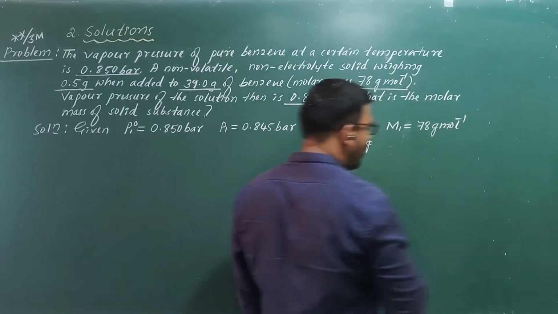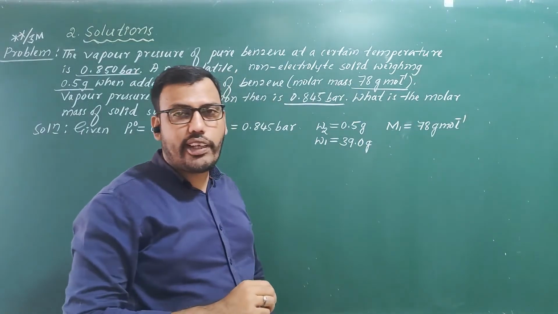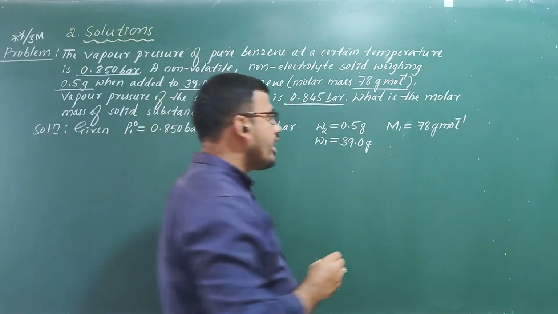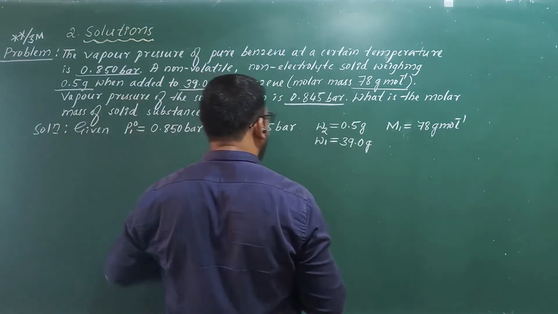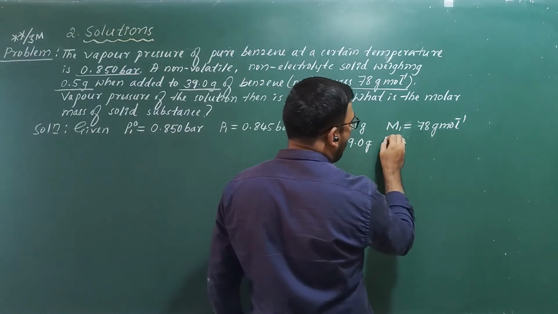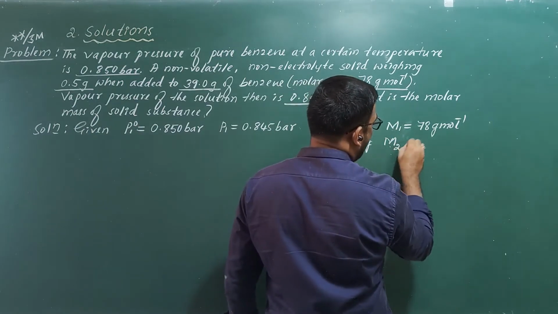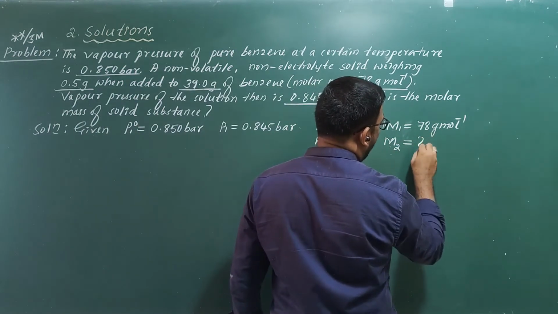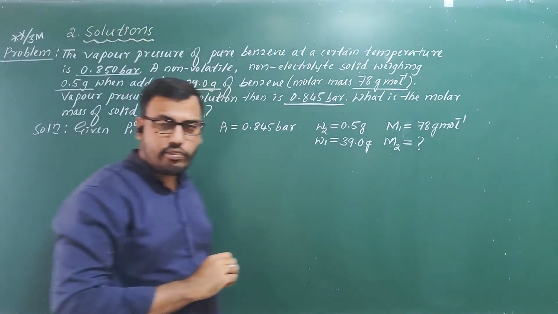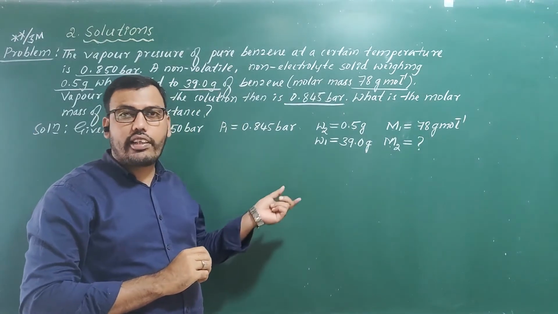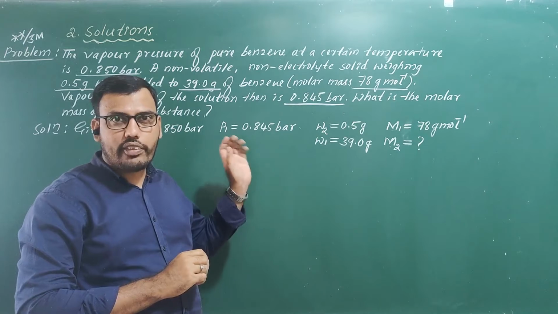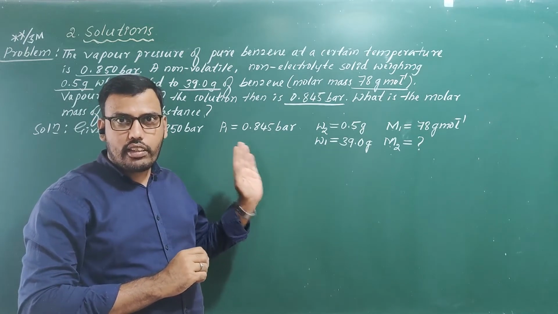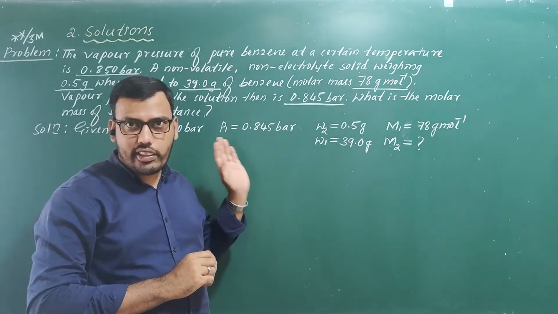So what is the question? What we need to calculate in this problem is the molar mass of the solute. That is represented by M2, and M2 is the question mark. So this is the given data. Soon after looking into the problem, you should be able to identify this data. Then only you can solve the problem correctly.